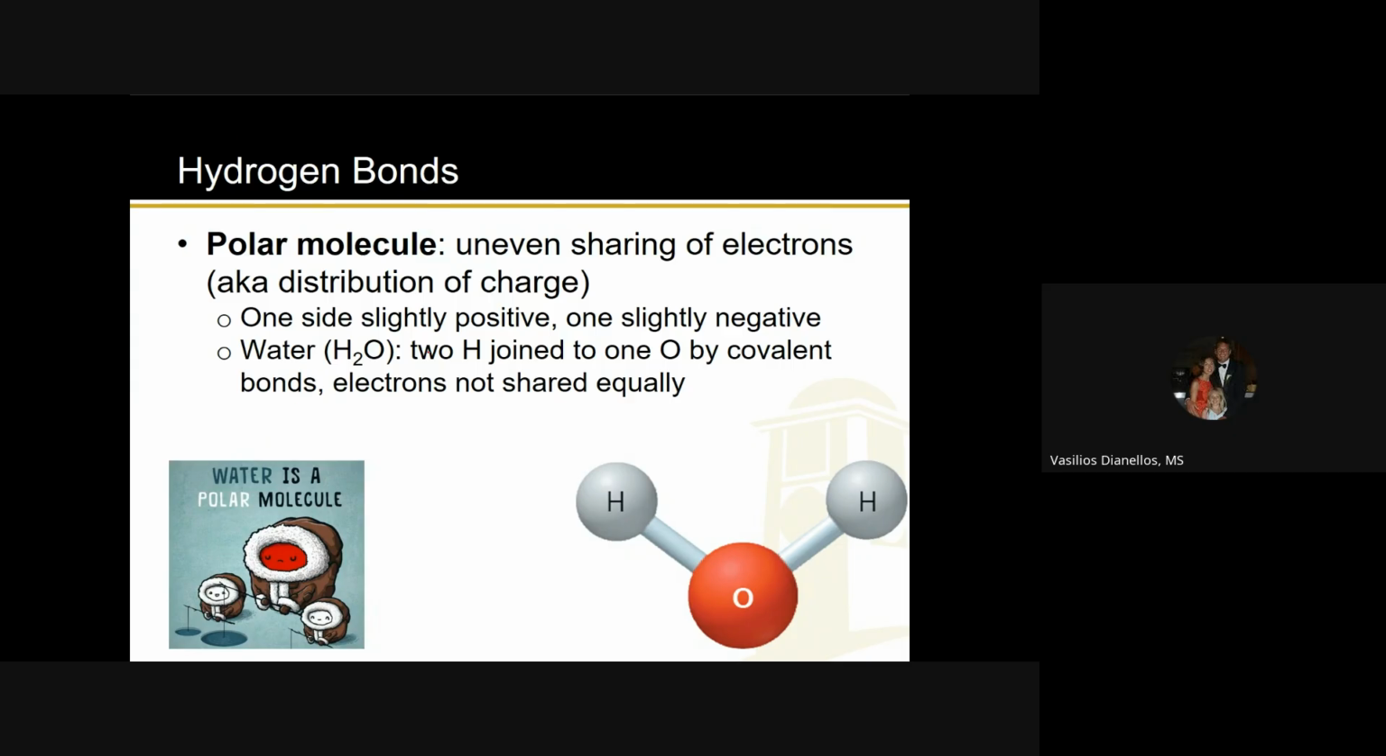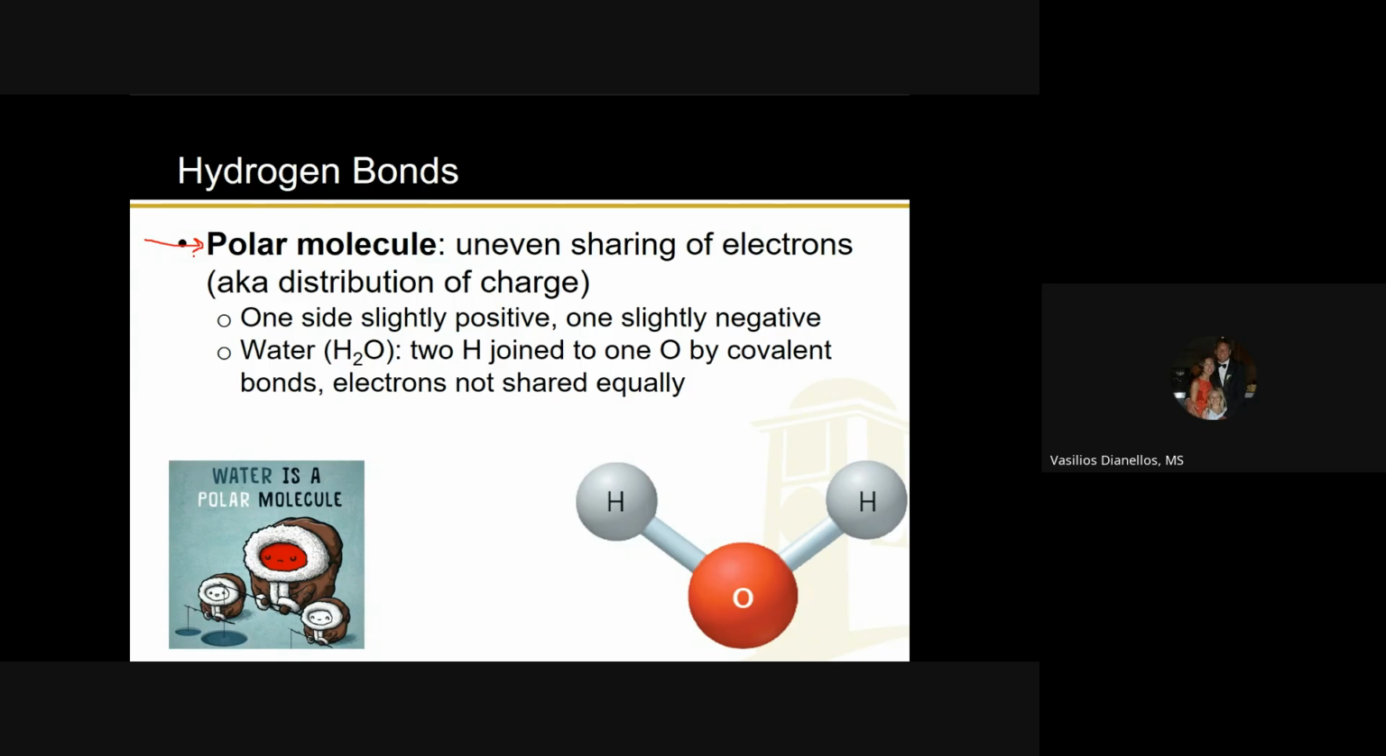So before we can talk about hydrogen bonds, first thing you need to understand are polar molecules. And I brought that up earlier. I said there's two types of covalent bonds. There's nonpolar and polar, right? And I said we'd talk about that later. So here we are now.